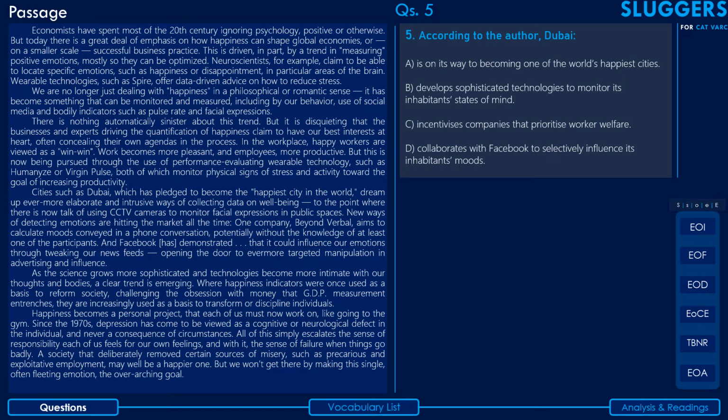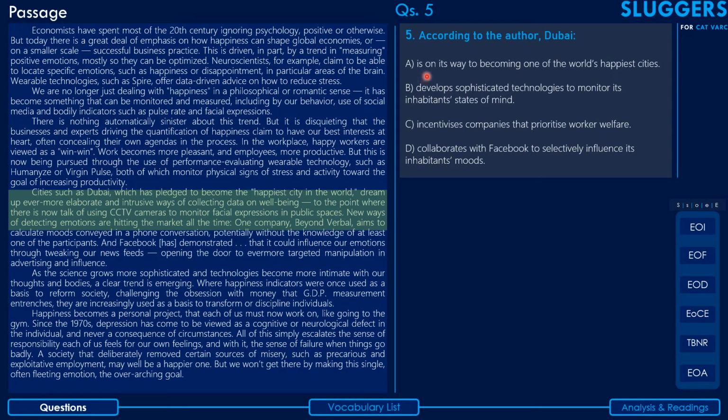Okay, guys, so let's start with the fifth question. It says, according to the author, Dubai. So the stem basically relates to Dubai, which has just one point of reference, which is, I think, here. Cities such as Dubai, which has pledged to become the happiest city in the world, dream of ever more elaborate and intrusive ways of collecting data on well-being, and so on and so forth. Okay, so we'll come to the complete POR if required while reading the options. So that's the only POR so far as Dubai is concerned. Okay, so let's start with the options then.